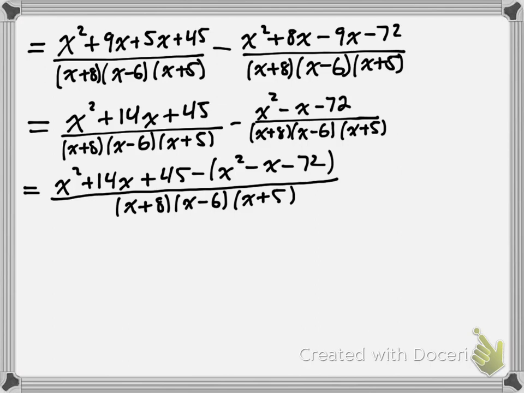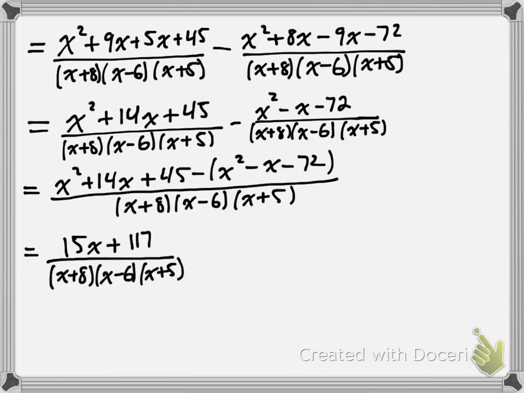Okay, so now, since we're subtracting up top, we have some more like terms that we can combine. So we're going to have x squared minus x squared, right? Those are going to cancel out. We're going to have plus 14 minus negative x, which is going to give us 15x, and then 45 minus negative 72 is positive 117. So we're going to get 15x plus 117 over x plus 8 times x minus 6 times x plus 5, okay, which is our common denominator.